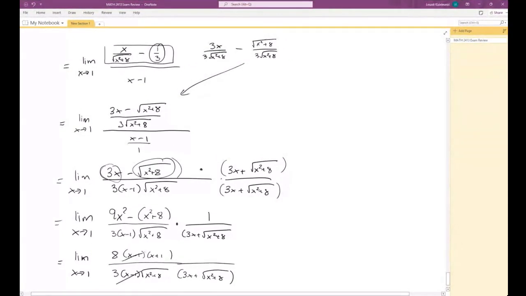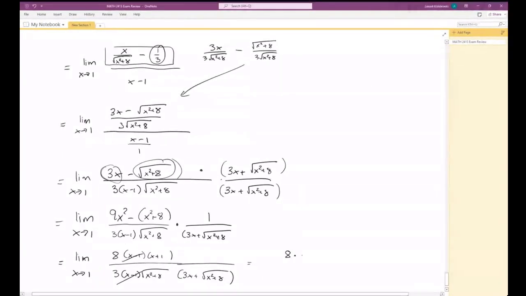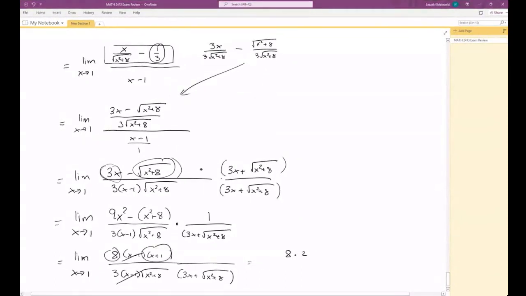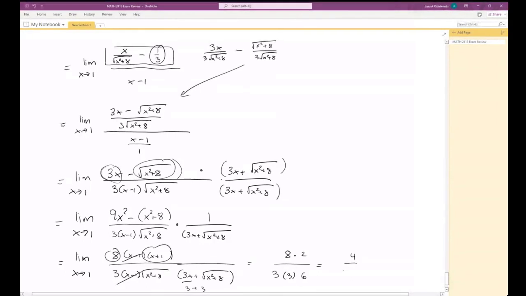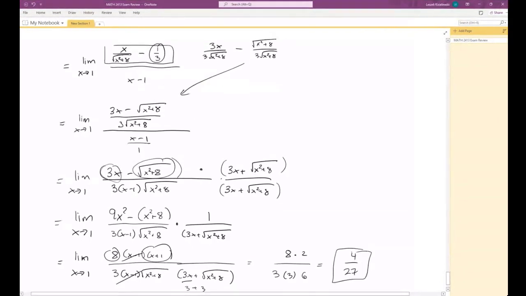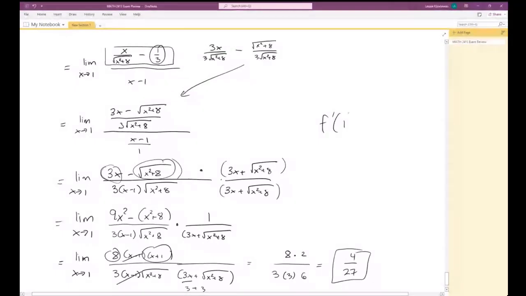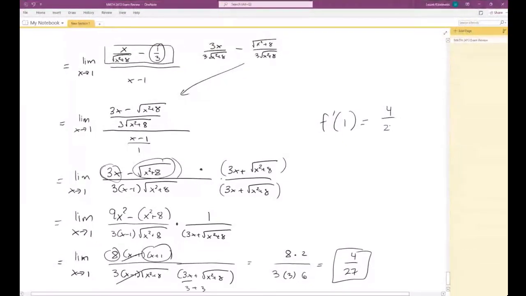Okay, so x minus 1 divided by x minus 1, that cancels. Now we evaluate the limit correctly. So you get 8 times, this goes to 2, and that goes to the square root of 9, which is 3. Where does this go? This goes to 3 plus 3, so 6. All right, so this is going to go to 4 over 27. So that's the slope of our tangent line. The derivative of our function at 1 is this numerical value.